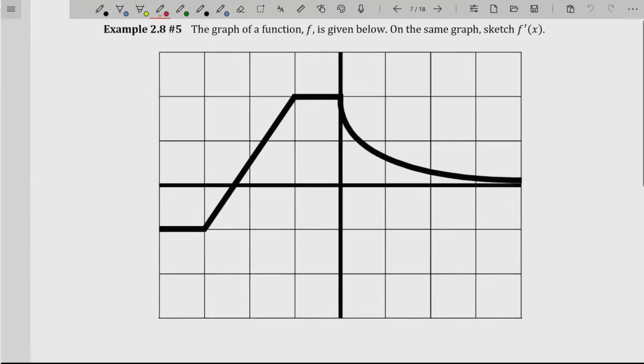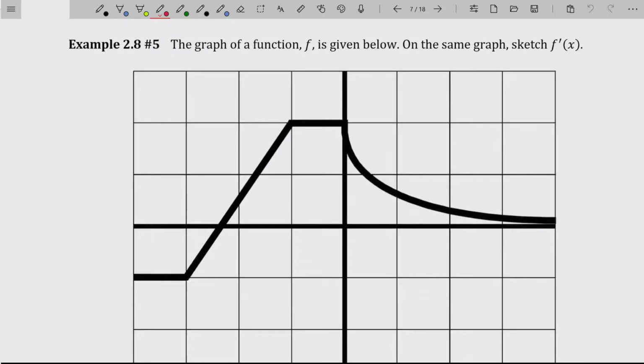Let's try yet another one here. Hop forward. This is actually really interesting. It's got what we would call corners in it. So let's go ahead and label some slopes.